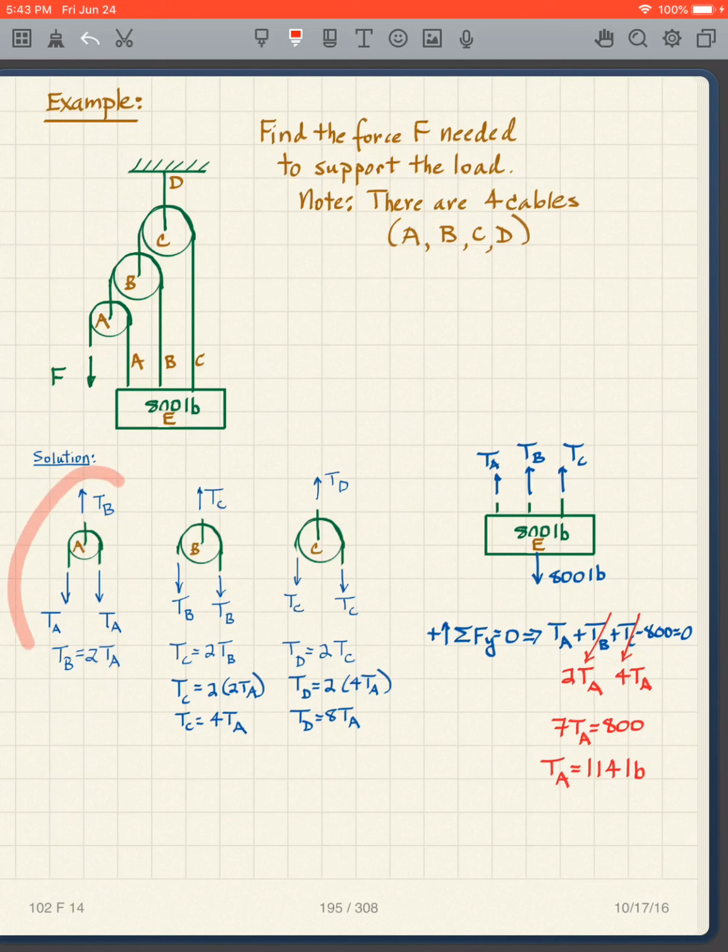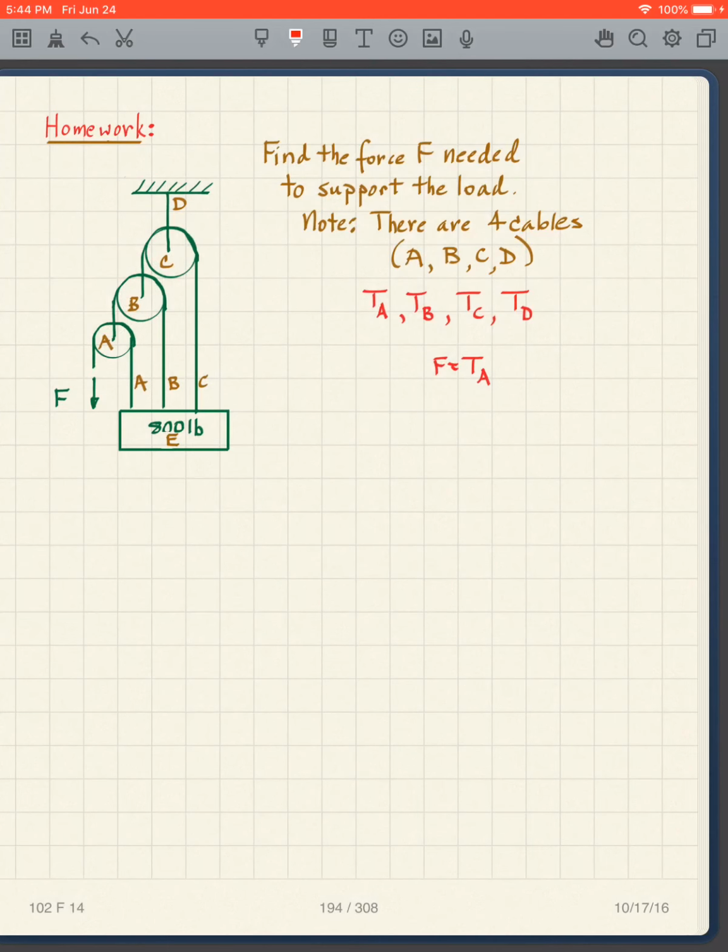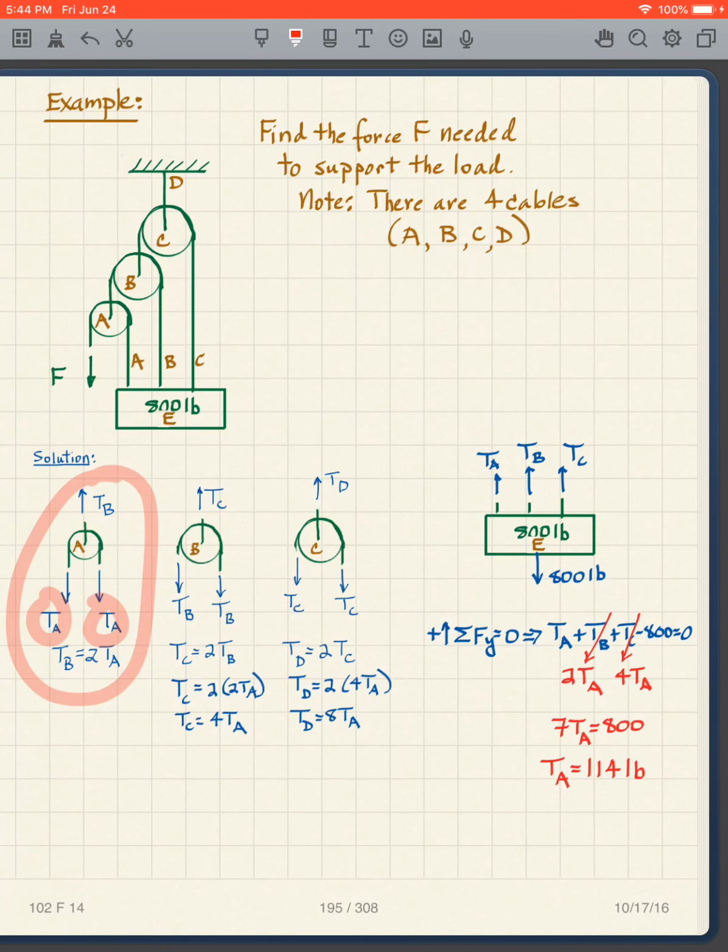So if I look at this, let's look at that one right there. Notice F is the force in that cable, right? So F and TA are the same. So if I look at this, I have what? I have the TA going down, and I have TB going up.